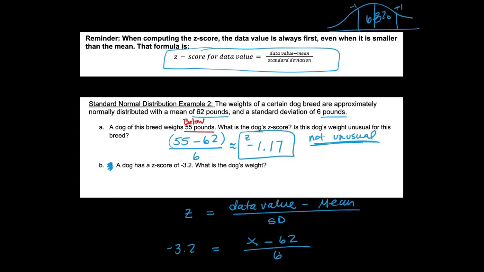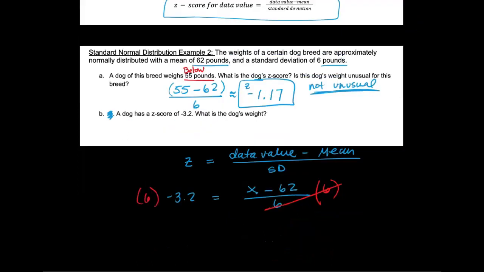And so now we just have to solve this equation. And the best way to solve it is to multiply both sides by 6, because what that does is it eliminates the 6 in the denominator on the right-hand side. So after we do that, we have to do 6 times negative 3.2. On the left, we get negative 19.2 equals x minus 62. And then I'm going to add 62 to both sides. Okay, and then I end up getting x equals 42.8 pounds.